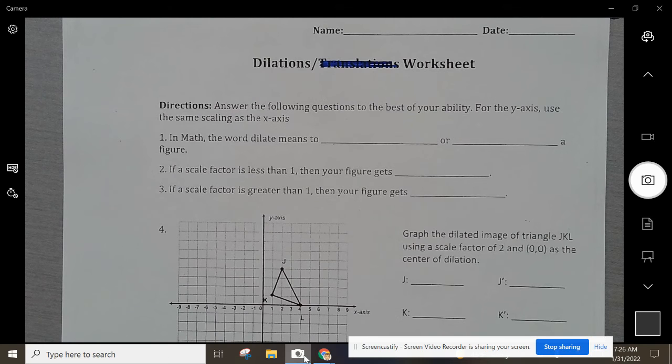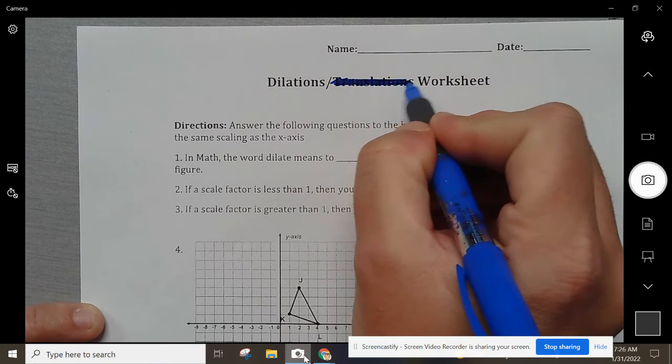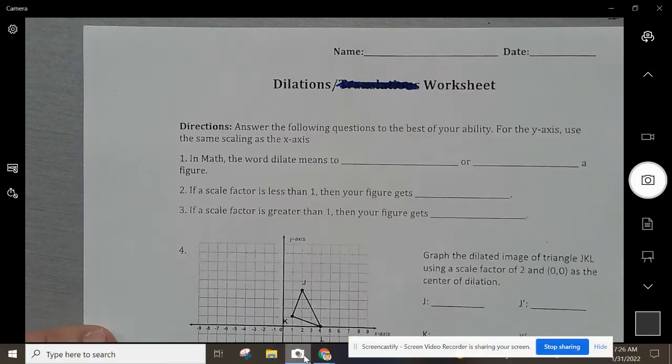Okay, so today we're going to talk about dilations. I'm going to pass out this worksheet. Cross out the word translations. We already know what a translation is.